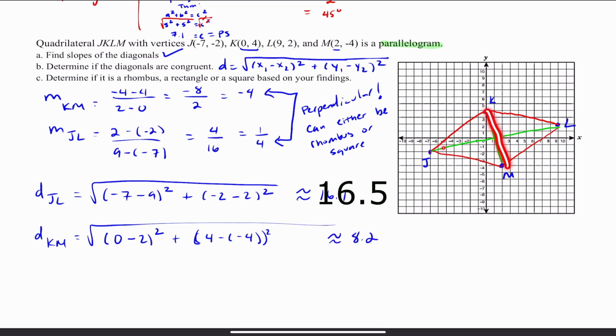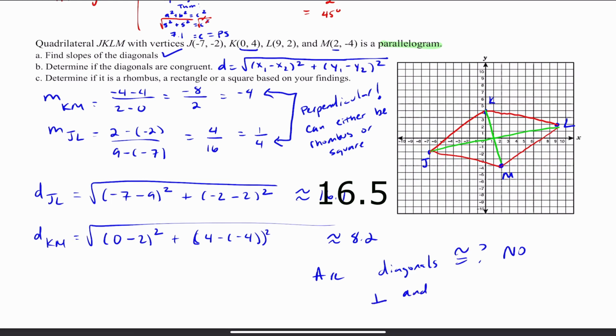So are these diagonals congruent? No. So what does it mean? It's perpendicular and the diagonals are not congruent, so therefore this figure is a rhombus. This parallelogram, JKLM, is a rhombus. Okay? So this was basically to test whether or not you understand your properties.